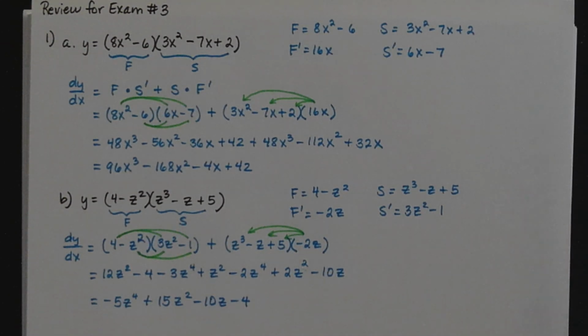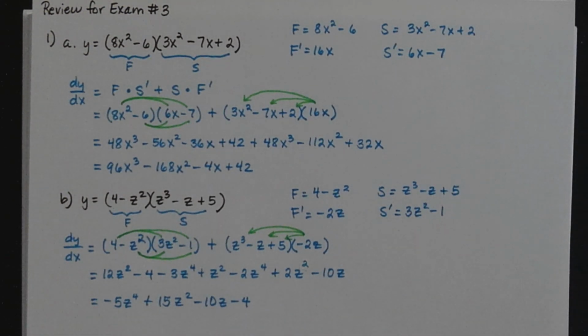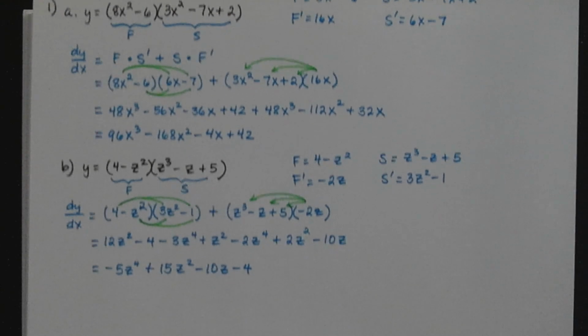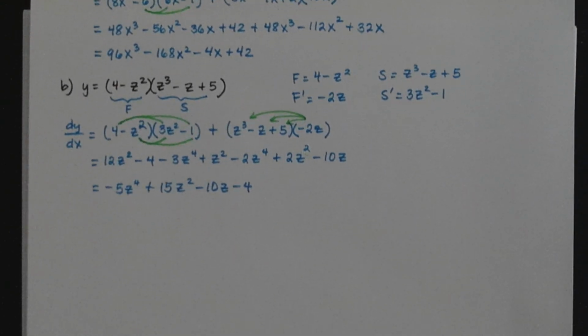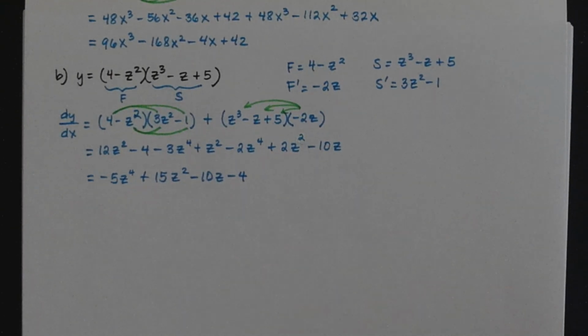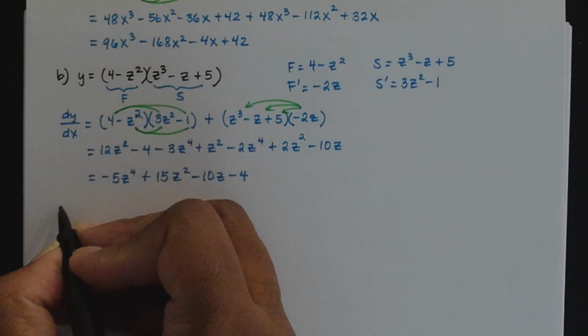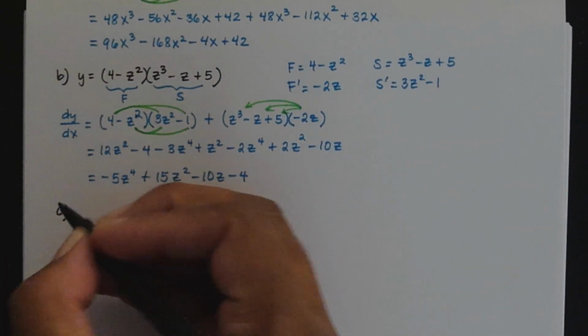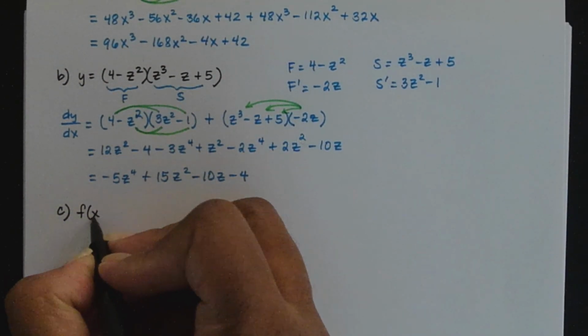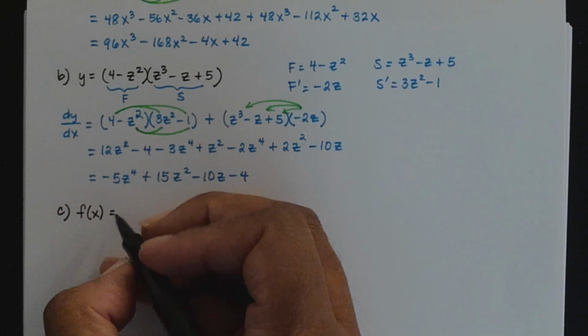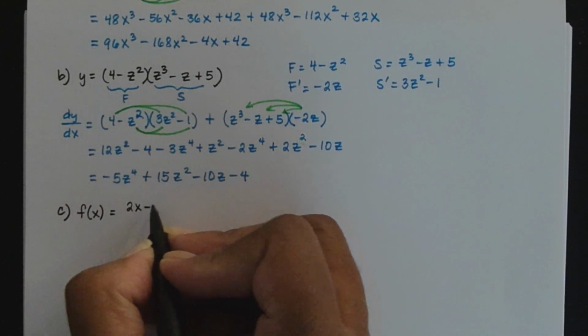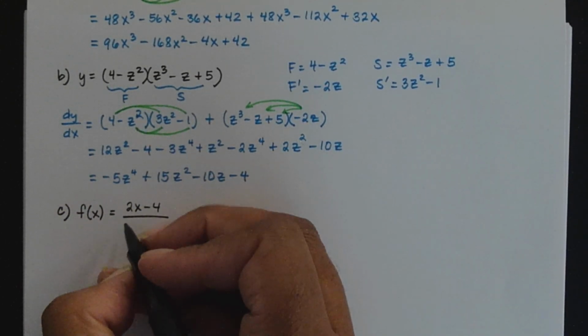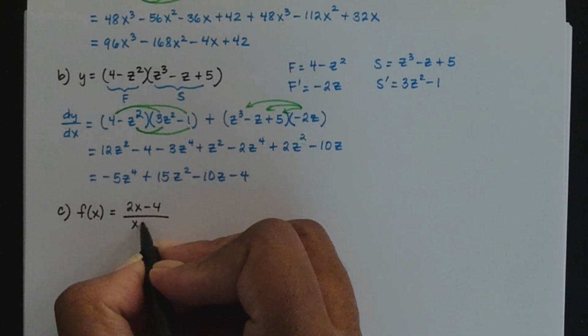Okay. Any questions on part B? Parts A and B is just using the product rule. Now part C is the use of the quotient rule. As you can see, you have a numerator and a denominator. So in part C, we got f of x equaling to, let's see where we got 2x minus 4 divided by x minus 4.